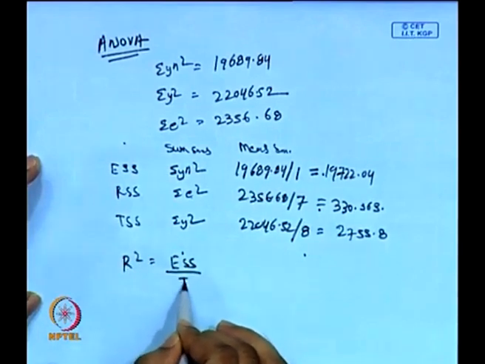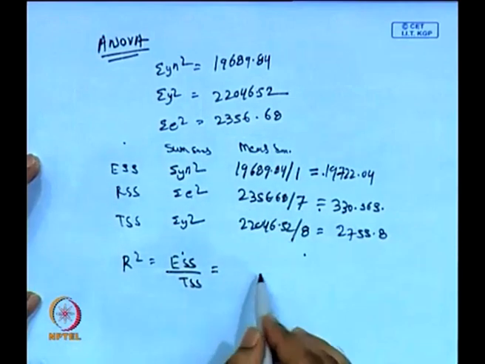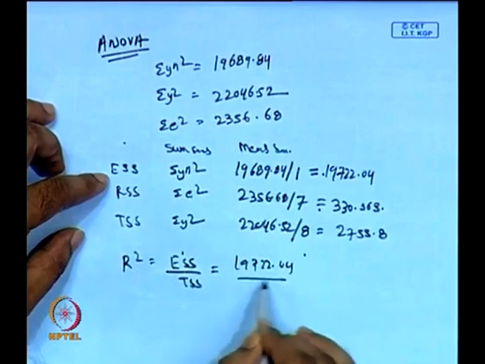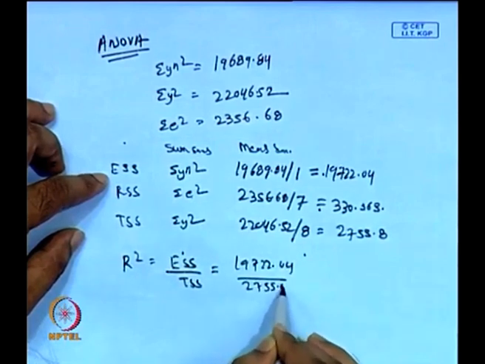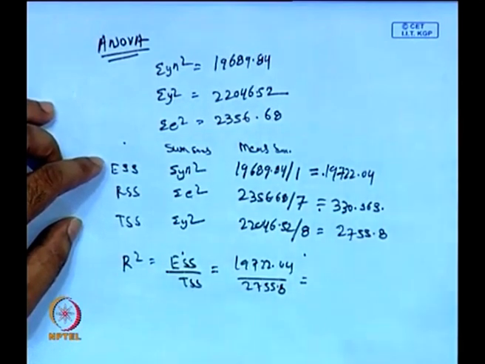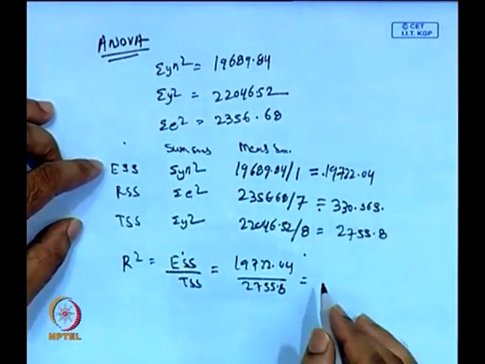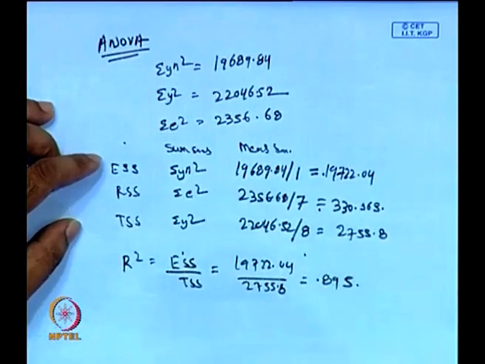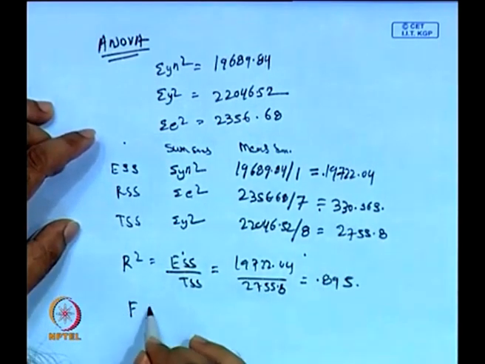Okay. So, now your R square equal to ESS by TSS. If we simplify this, ESS is 19722.04 divided by 2755.8. So, the R square value here will be coming 0.895. Okay. So, now we have to calculate the F statistic.